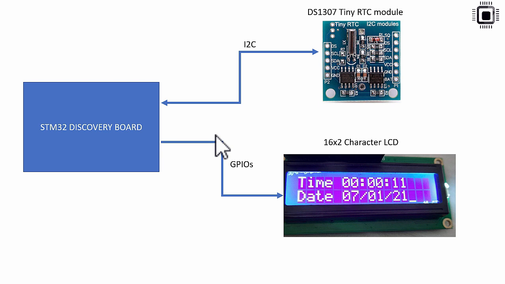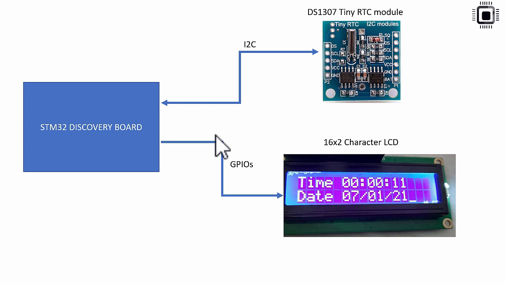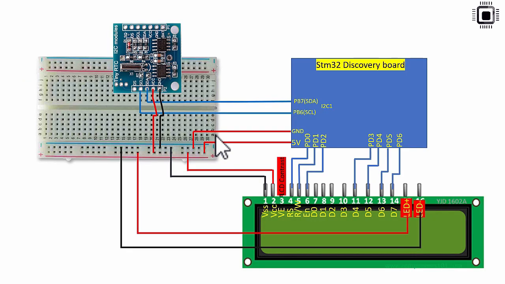Very low cost component. We'll be interfacing the tiny RTC module to our board over I2C pins. And after that, for display purposes, I'm going to use a 16x2 character LCD, and we will be driving the LCD by using GPIOs. Both are very low cost components, so you can get them easily. This is how the circuit connection looks. So you need some jumper wires for the connections, and a breadboard is required.